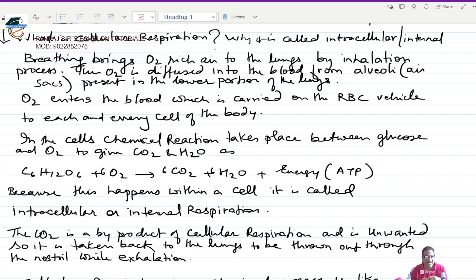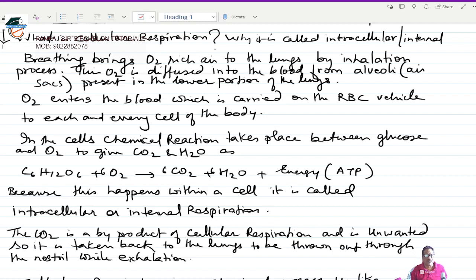In the first video I had covered the basic concept of respiration, what is the meaning of respiration, what are the different parts of respiration and all that. And I had already covered one part of respiration, that is breathing. So in this second part I'm going to start with something called cellular respiration, and why it is called intercellular or internal respiration. So this is what we are going to start today's session with.